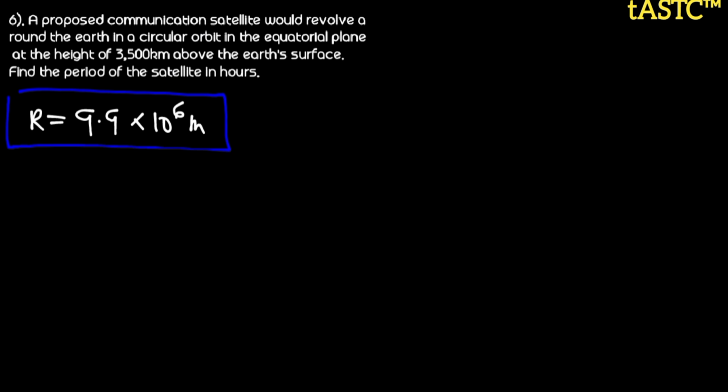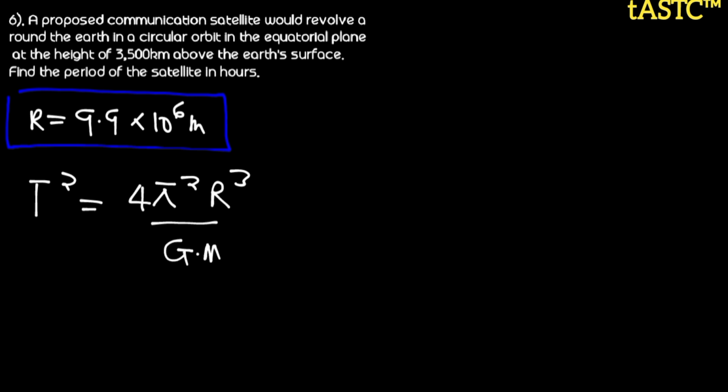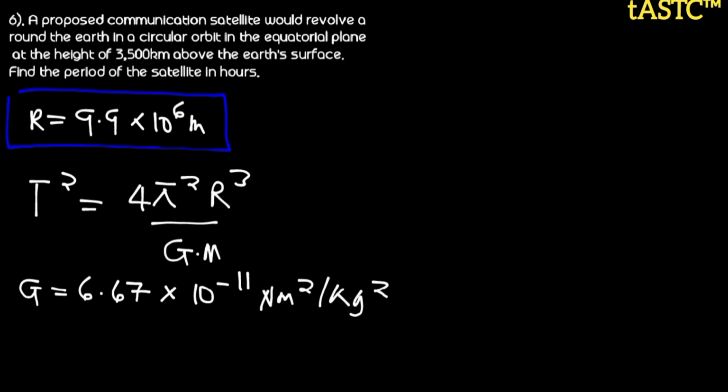So the next step, we need to bring out Kepler's law equation. We know that is T squared, and T squared will be equal to 4 pi squared multiplied by r to the third, divided by G multiplied by M. Now we know that G is the universal gravitational constant. So that is 6.67 multiplied by 10 to the negative 11 newton meter squared per kilogram squared. Now we also need to find M. Now M is the mass of the Earth. So the mass of the Earth is 5.98 multiplied by 10 raised to the power of 24 kilograms.